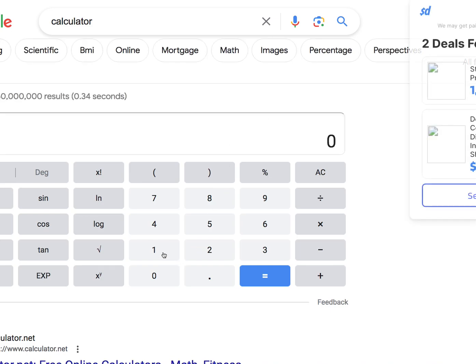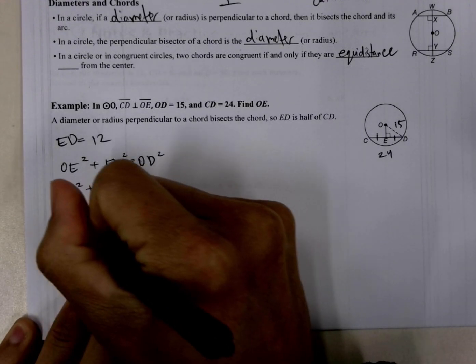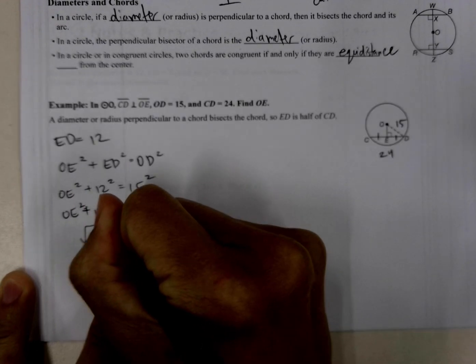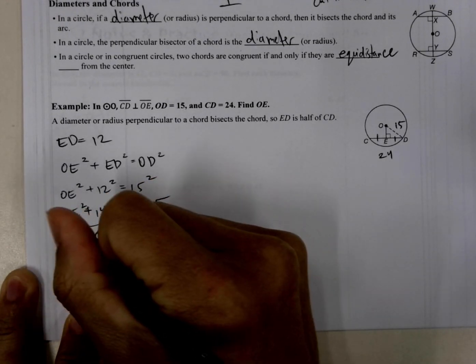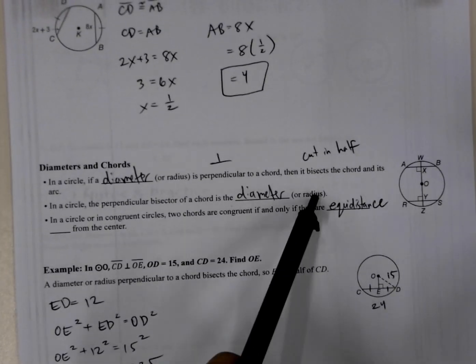Okie dokie. So let's check the 15 squared. Yeah, 225. Okay, great. And then we're going to subtract the 144 from it, and we'll get 81. That makes life easy. So OE squared is equal to 81. We'll square root both sides, and we'll get the length of OE is equal to 9. And we're done.